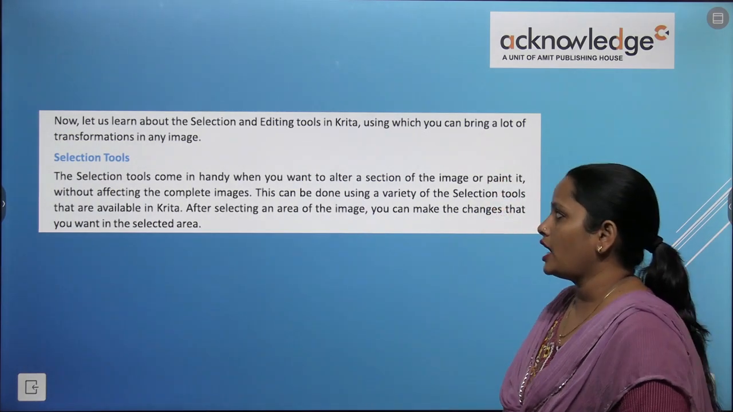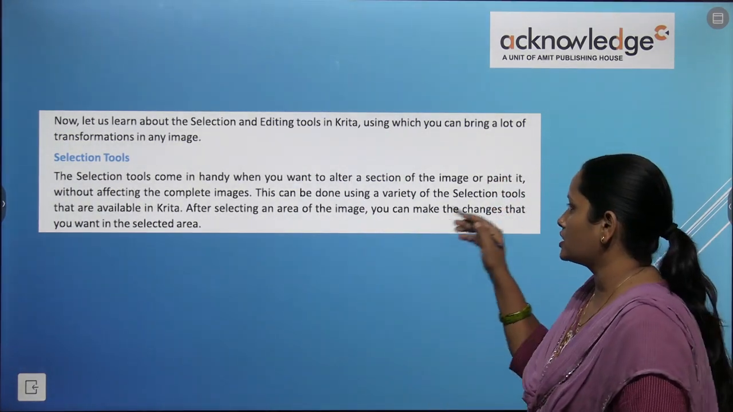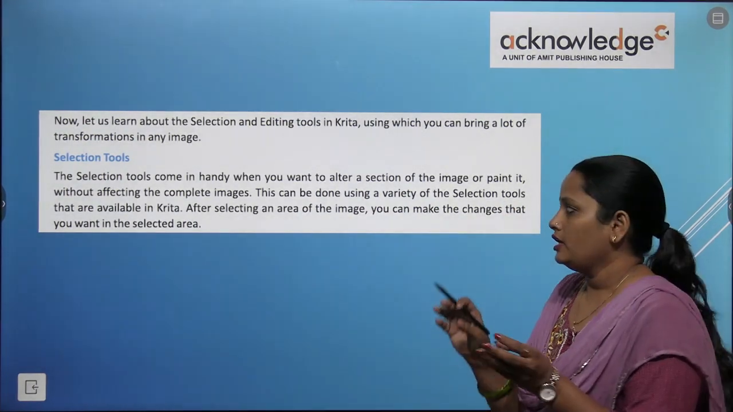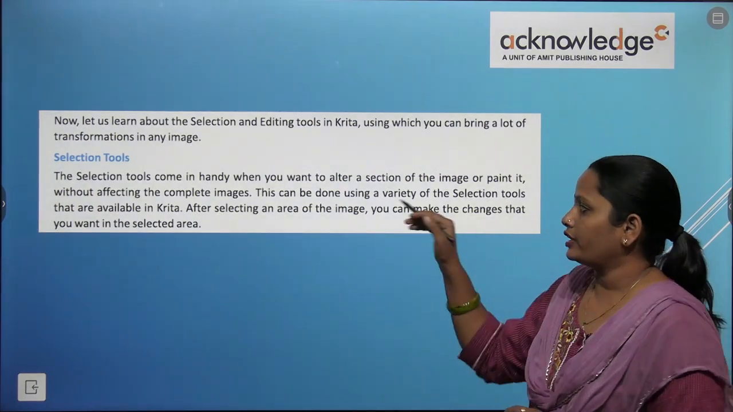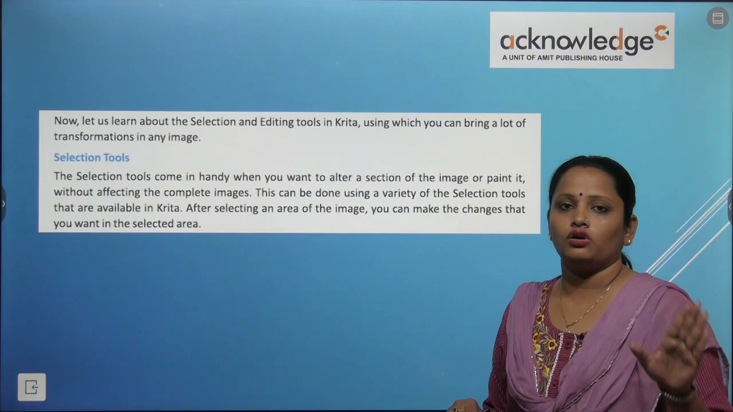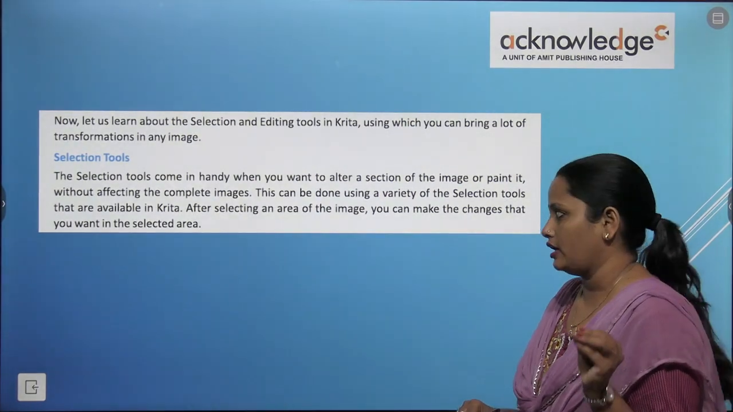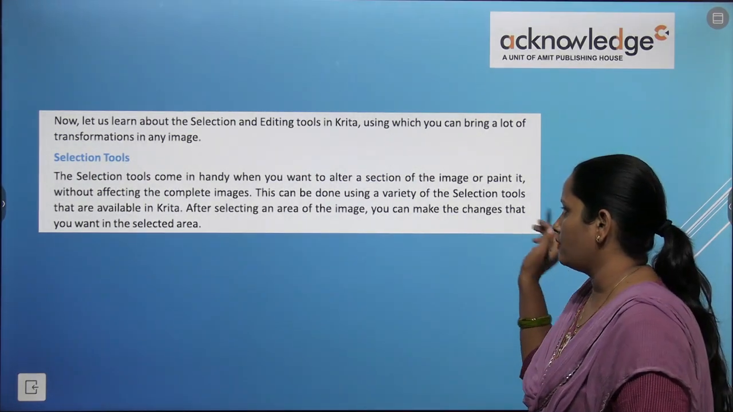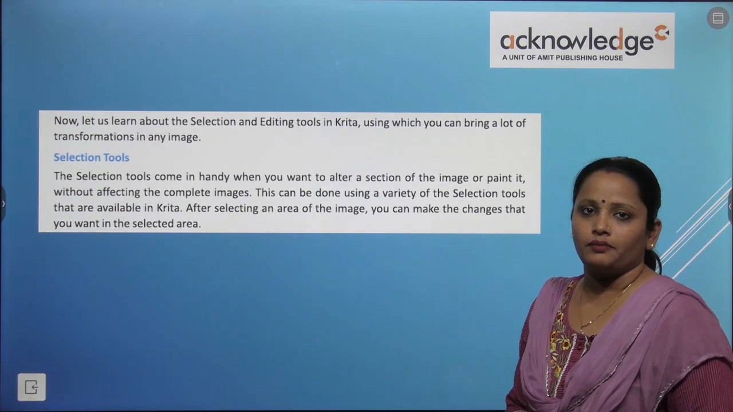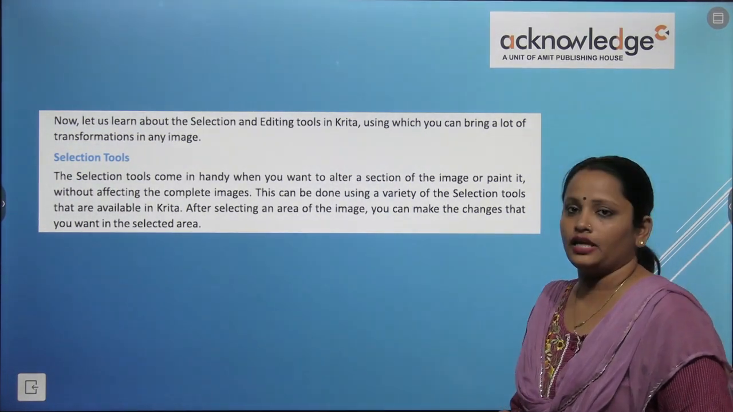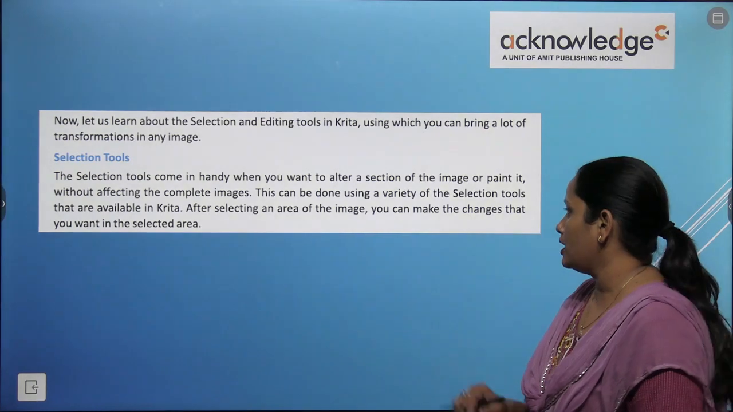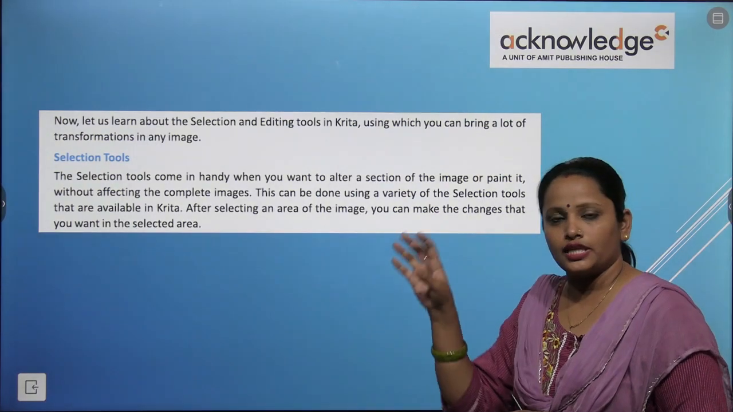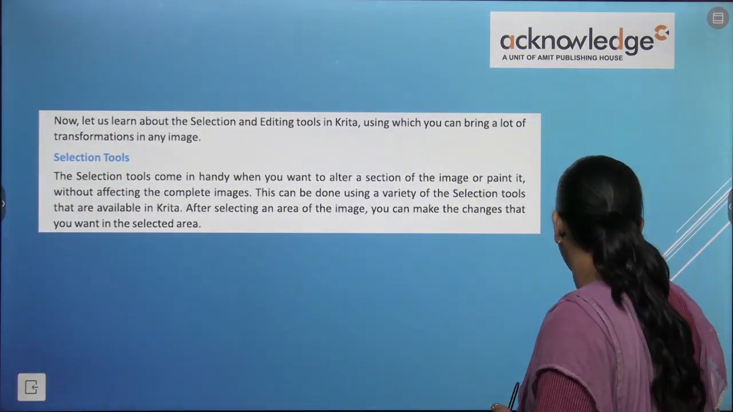The selection tool comes in handy when you want to alter a section of an image or paint it. So जब भी किसी इमेज के सेक्शन को हमें सेलेक्ट करना है विदाउट अफेक्टिंग द कंप्लीट इमेज, बिना पूरी इमेज को अफेक्ट किए हमें सिर्फ एक पर्टिकुलर पार्ट को सिलेक्ट करना है, तो उसके लिए हम सिलेक्शन टूल का यूज करते हैं. This can be done using a variety of selection tools that are available. After selecting an area of the image, you can make the changes that you want in the selected area. So जो भी changes हमें चाहिए वो उस selected area में हम कर सकते हैं.